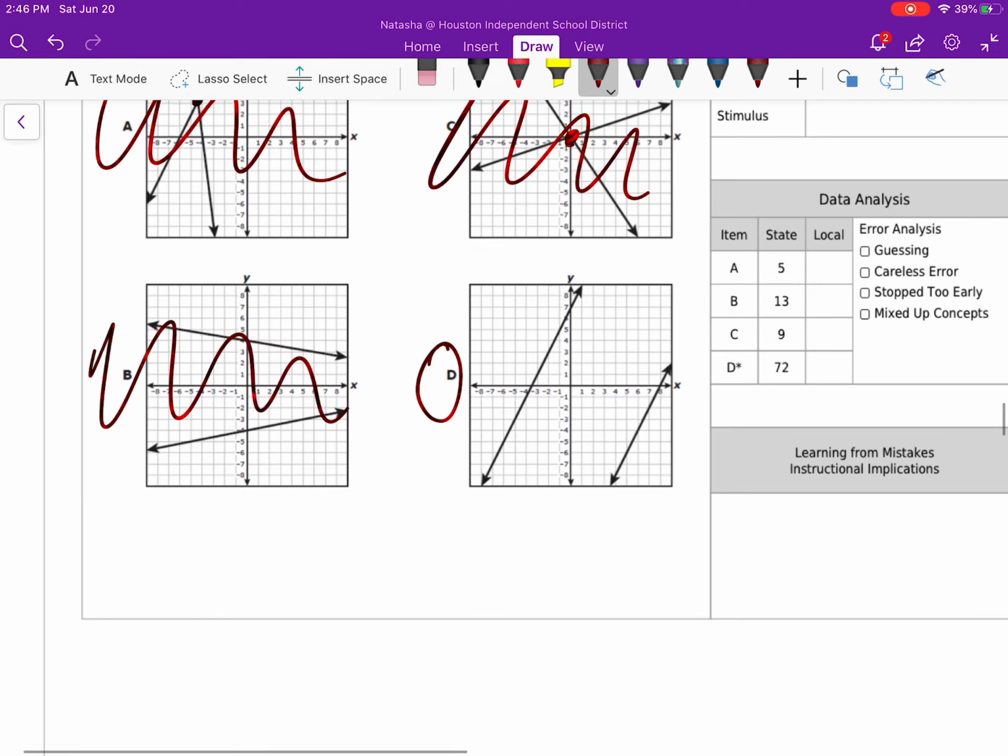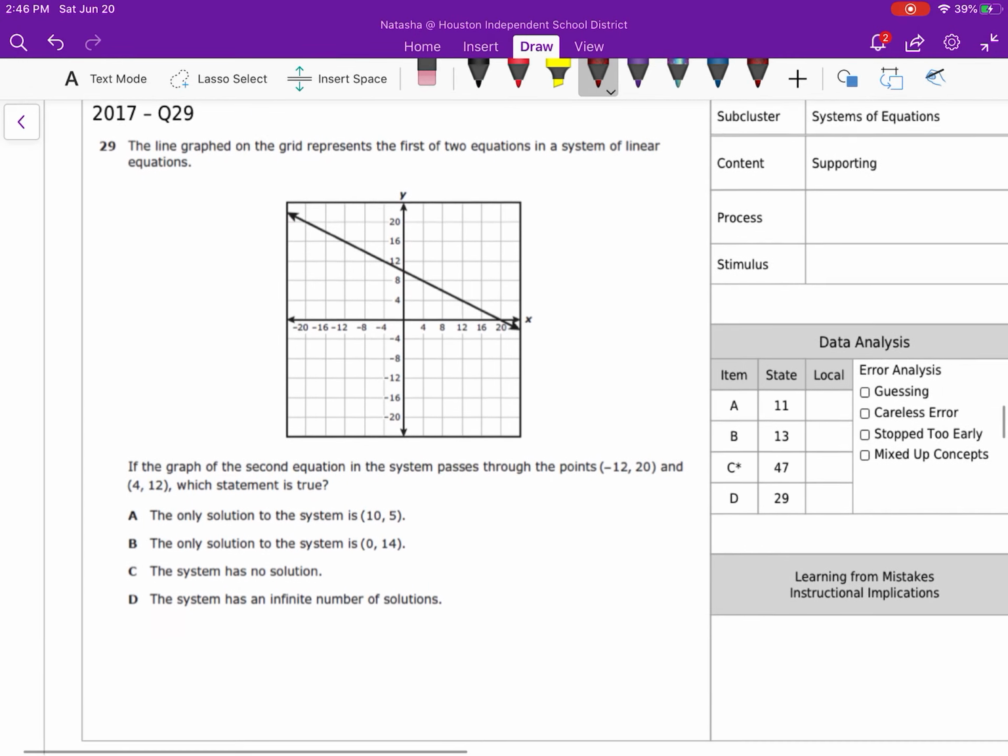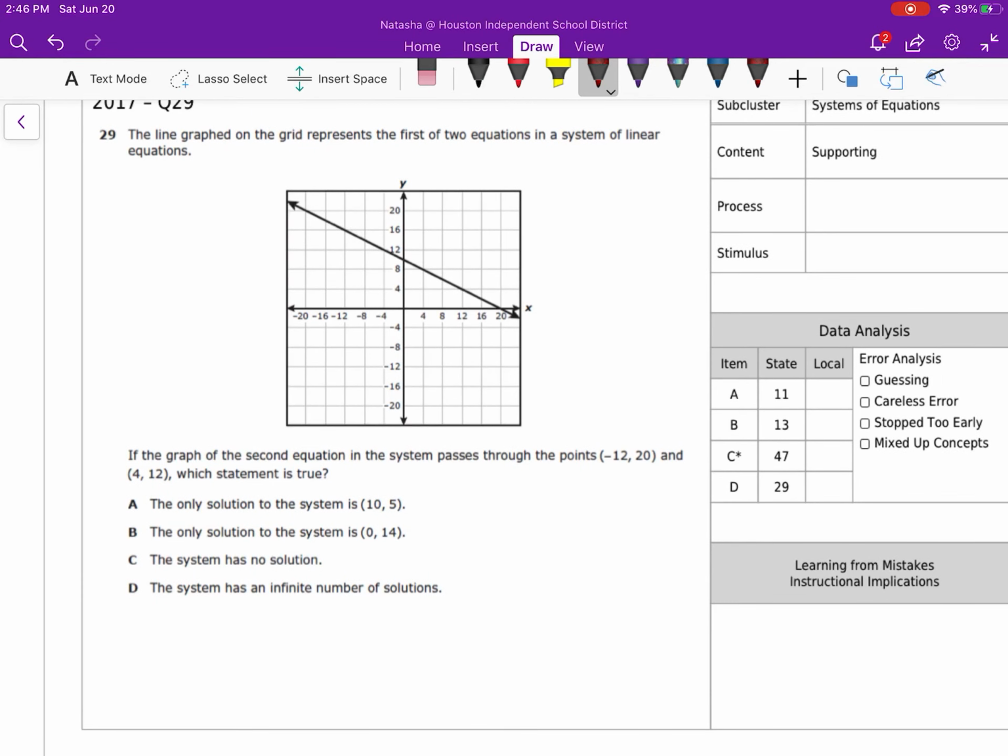That means that these two lines are parallel to each other. Another way that you could double check yourself is to find their slopes, and they should have the same slope. And if they have the same slope, then that means that they are parallel.